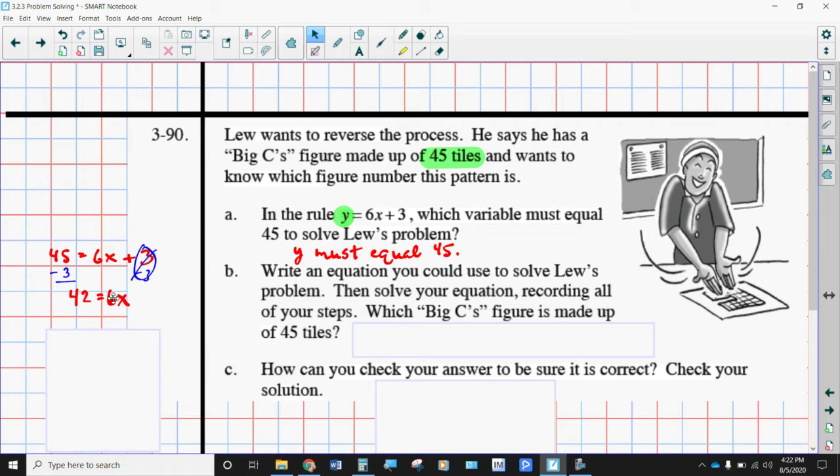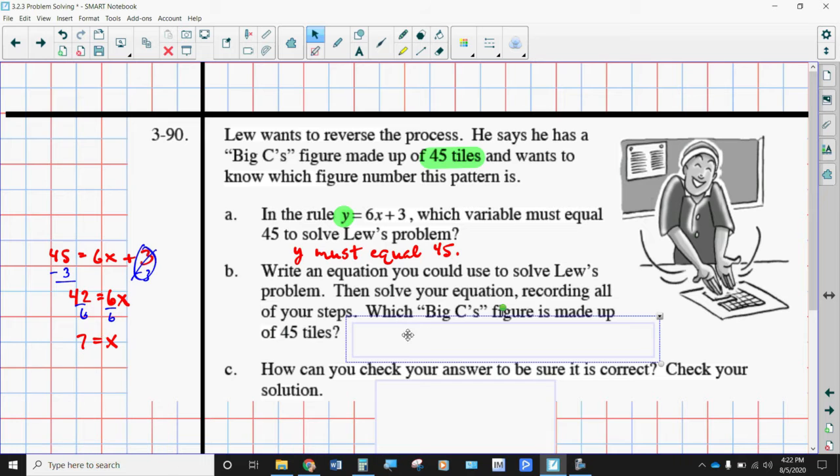And think about your times tables. What would you multiply times 6 to give you 42? Well, if we divide each side by 6, 42 divided by 6 is 7. What that means is, for Lou's situation, it must be figure 7 that has the 45 tiles.